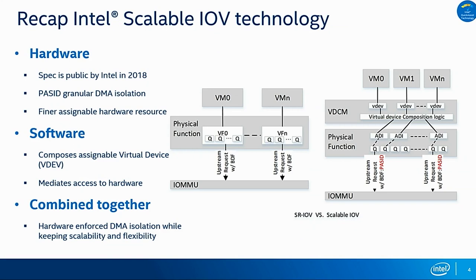We can see the red point is the highlight. When the virtual device is composed, all the hardware upstream requests will be tagged with the PASID. So if we combine the software framework and hardware technology together, we can get the hardware enforced DMA isolation capability, and also we can enjoy the flexibility and the scalability from the software framework.